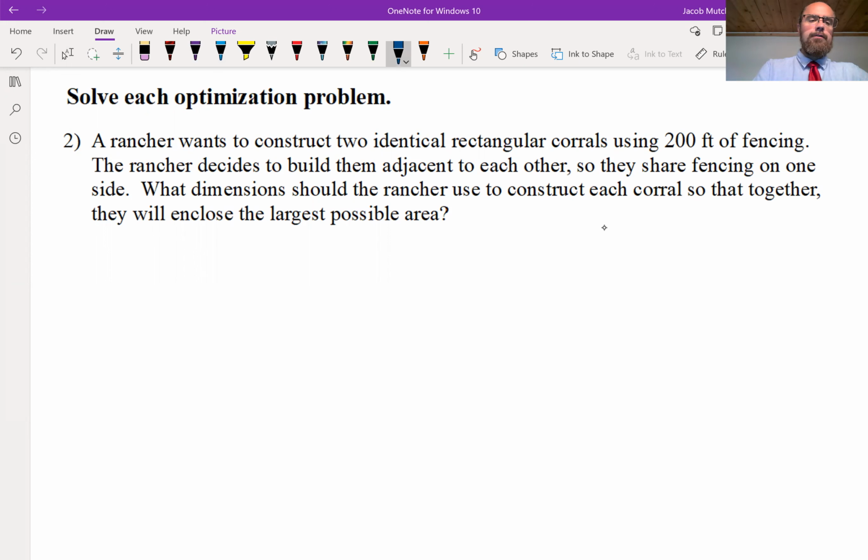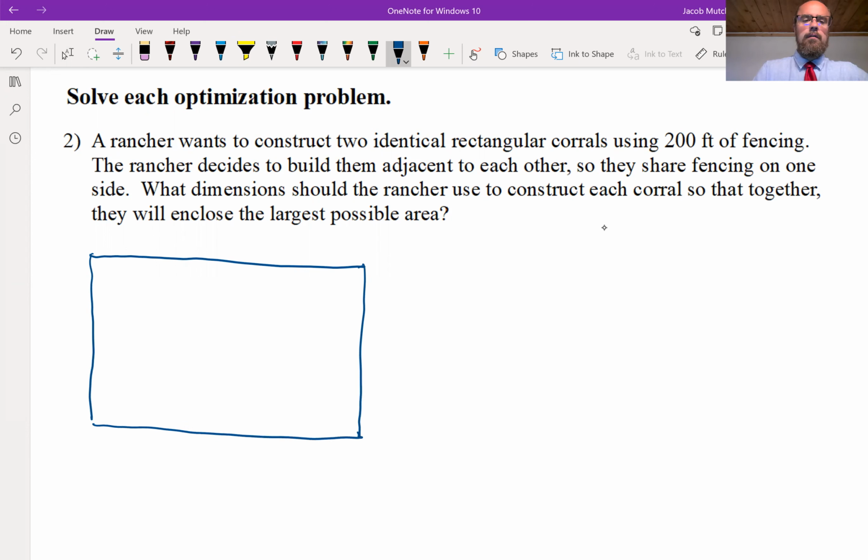So we'll start off just by drawing the scenario. It's a word problem, so a good first step with any word problem is to draw a diagram. So here's just a rough sketch of 2 rectangular corrals that have a middle fence in common.